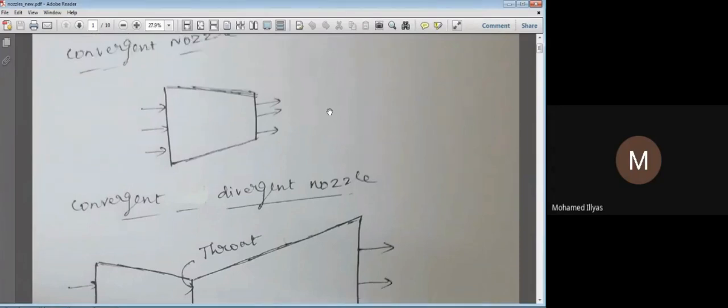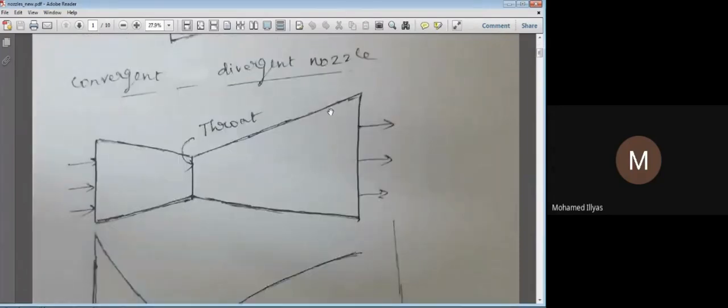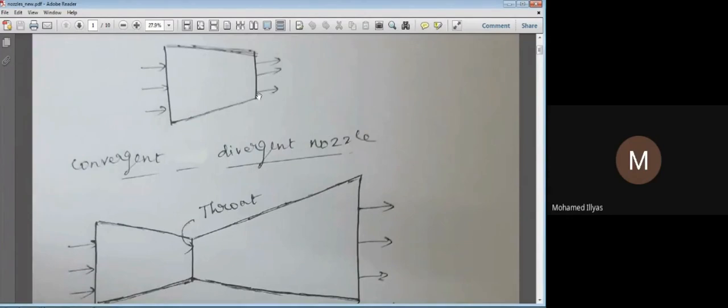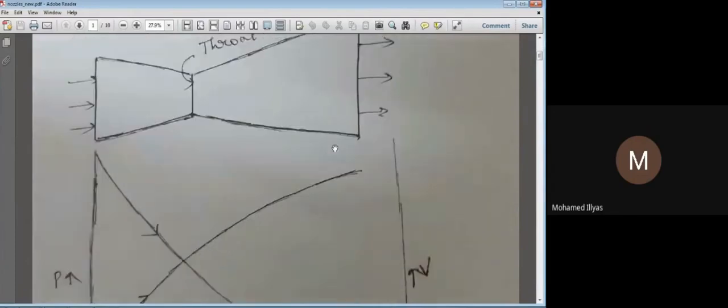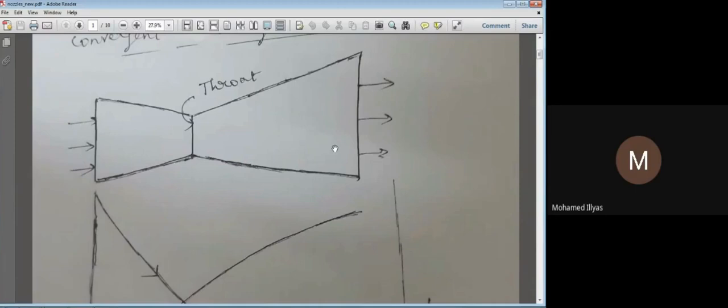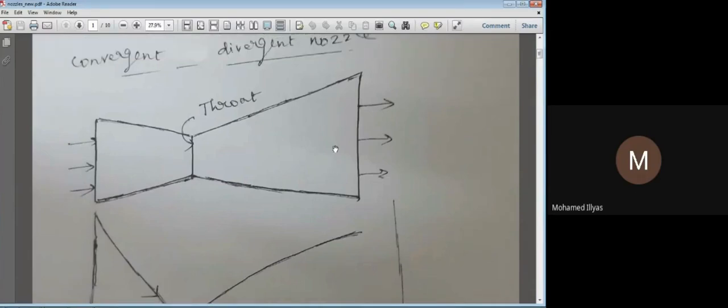Then what about the convergent nozzle and the divergent nozzle? If I'm using a convergent nozzle, the gain in velocity is relatively lower. If I'm using a convergent divergent nozzle, the gain in velocity will be relatively higher. Specifically, there are two types of flow called subsonic flow and supersonic flow. This is about your aerodynamics part. We might have heard about subsonic flights, supersonic flights and so on.